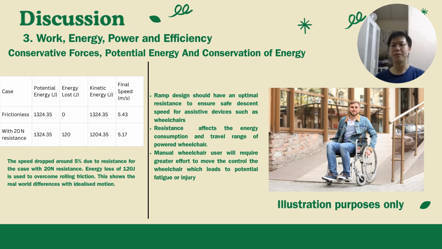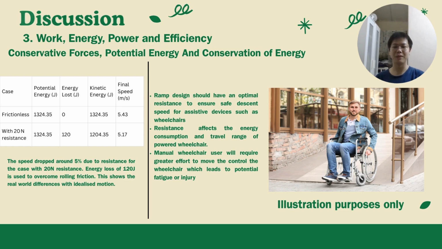Next, for conservative forces, the speed decreased by approximately 5% when 20 Newton of rolling resistance was introduced. This means 120 joules of energy was consumed to overcome resistance. This result shows that ramp design should minimize unnecessary resistance to ensure a safe and controlled descent for assistive devices like wheelchairs. For manual users, it requires more physical effort, raising the risk of fatigue or upper limb injuries, especially during frequent slope navigation.